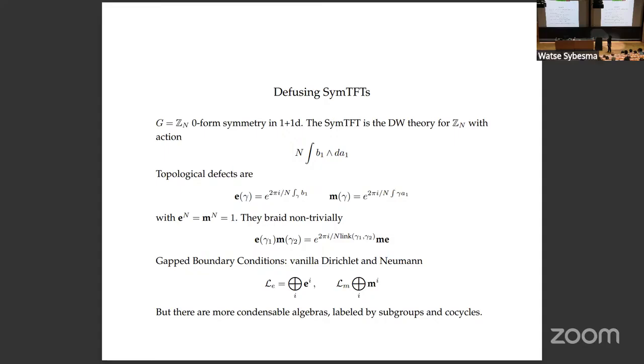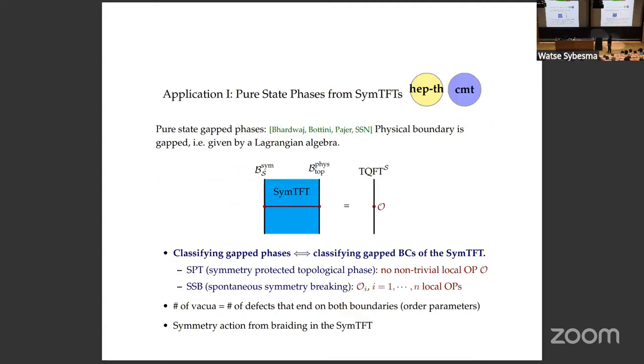And then of course there are other algebras, which give interfaces that are, for example, sums of E's to a certain power only. So for Z4, it could be 1 plus E squared, for example. And they're classified by the subgroups of the group that you started with. Okay, so that's how this fits in.